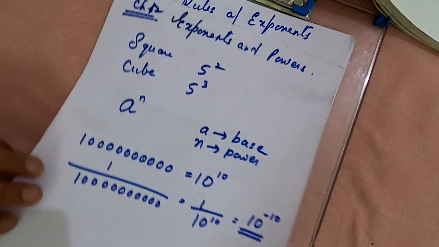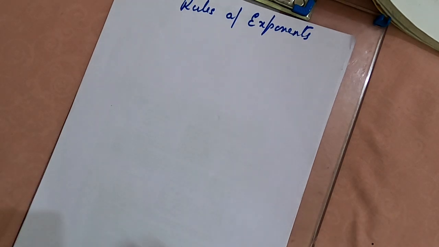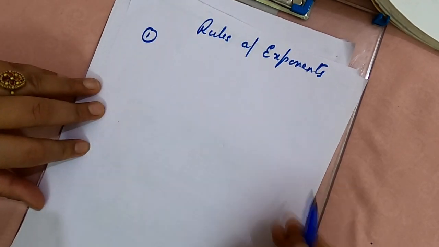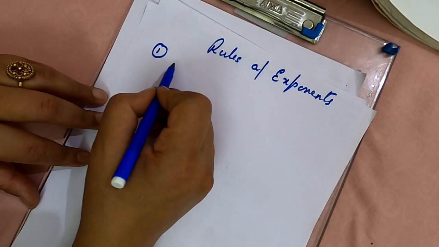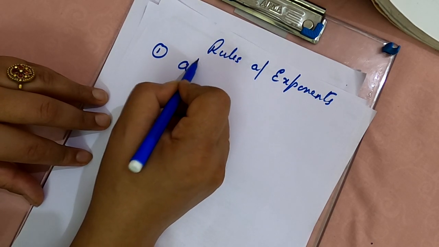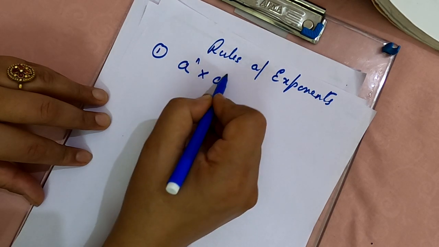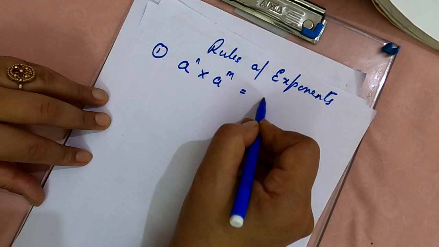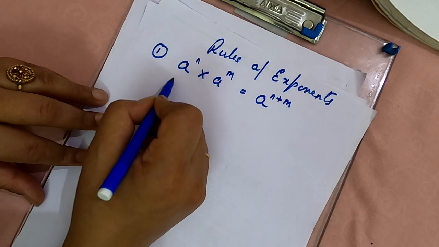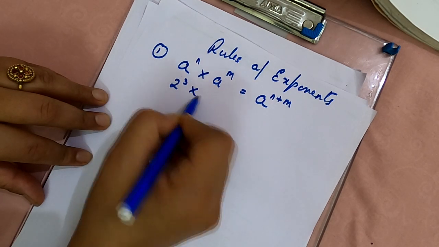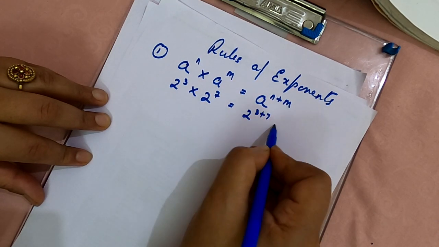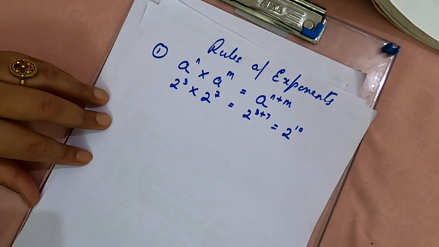Clear? Now let us see what are the rules of exponents. Number 1, whenever you see the same bases, such as a raised to power n multiplied by a raised to power m, that will be equal to a raised to power n plus m. Example, suppose I say 2 raised to power 3 multiplied by 2 raised to power 7. Answer will be 2 raised to power 3 plus 7. It will be 2 raised to power 10.